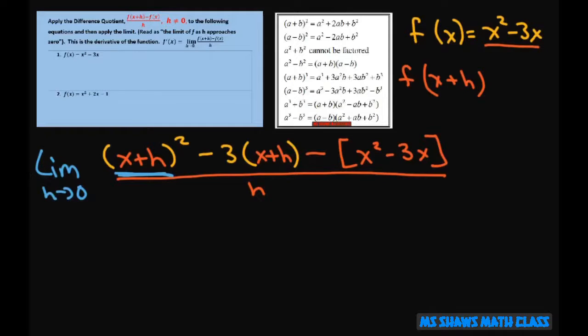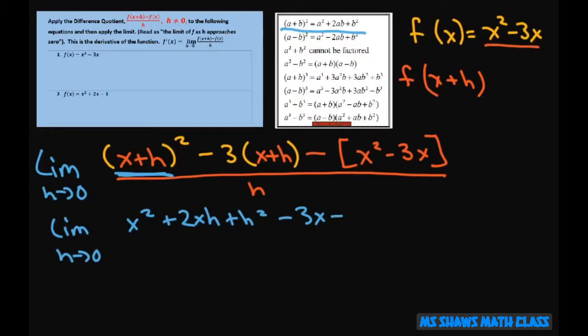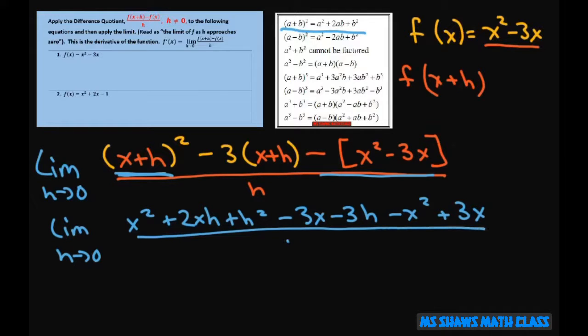Now, you can have a lot of these, so there's your little factoring facts. So let's just expand. You get x squared plus 2xh plus h squared minus 3x minus 3h. And the second part is going to be minus x squared plus 3x, all divided by h.